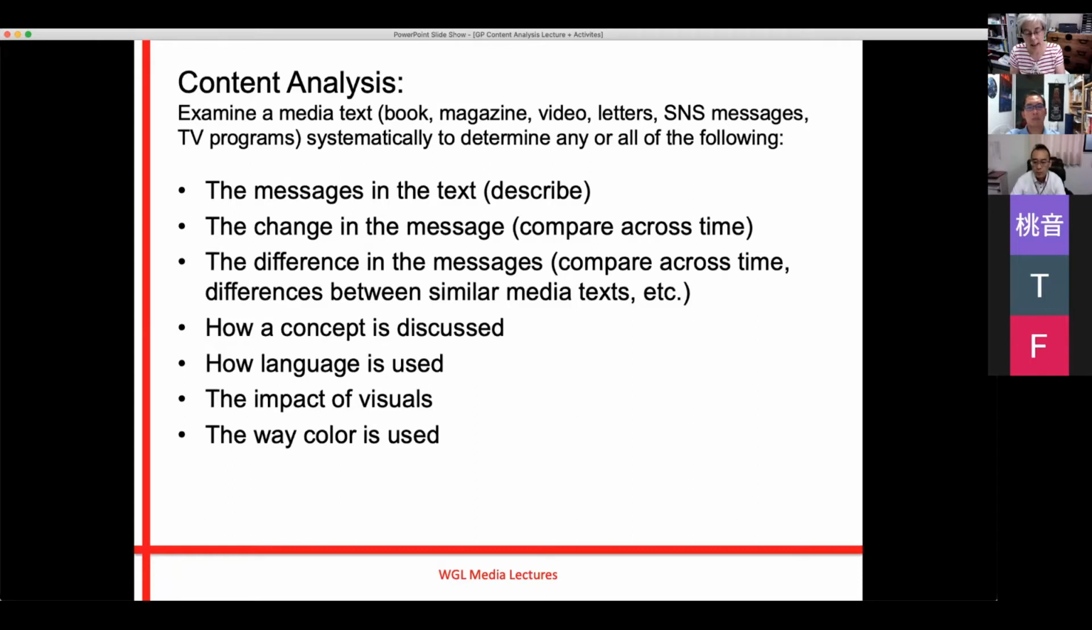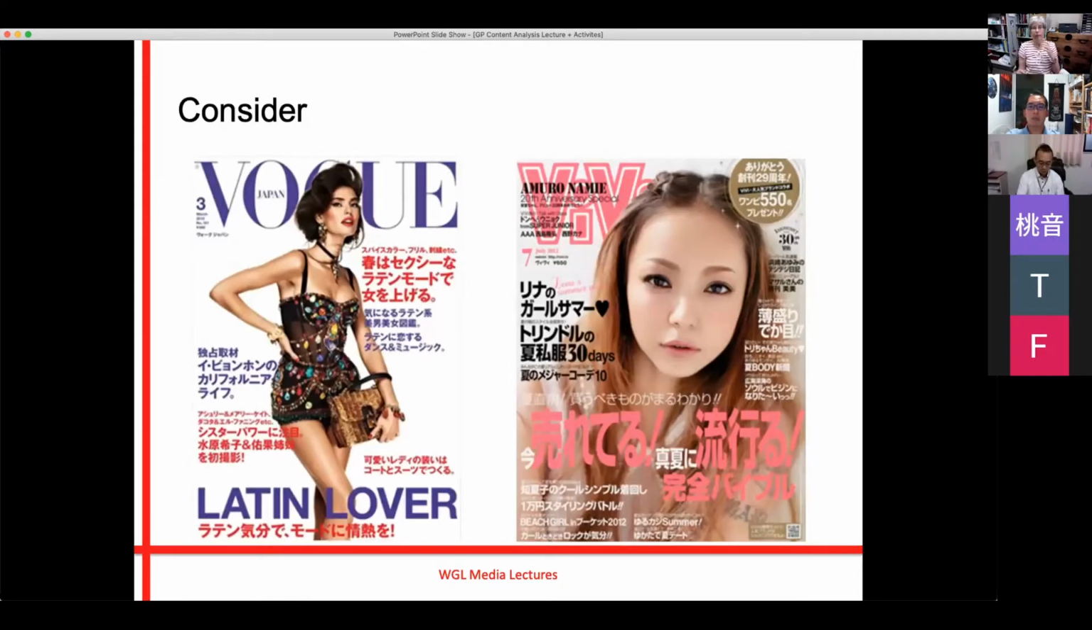What we need to do with content analysis is decide what we're going to examine. So here, you see two magazine covers, okay? These are both magazines that are published in Japan, Vogue and Vivi. And you can see that these two magazine covers are very different. Okay, and you might say, well, you can't compare them. Well, yes, you can.